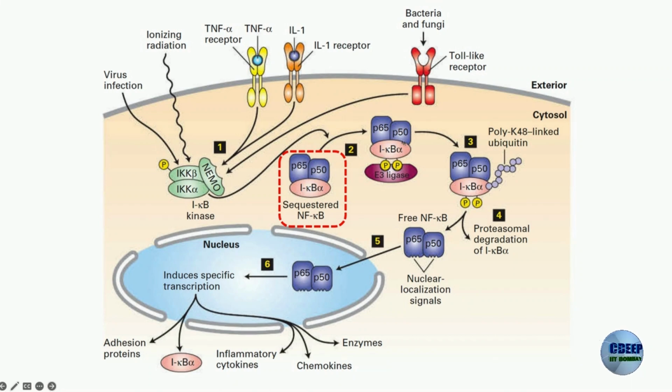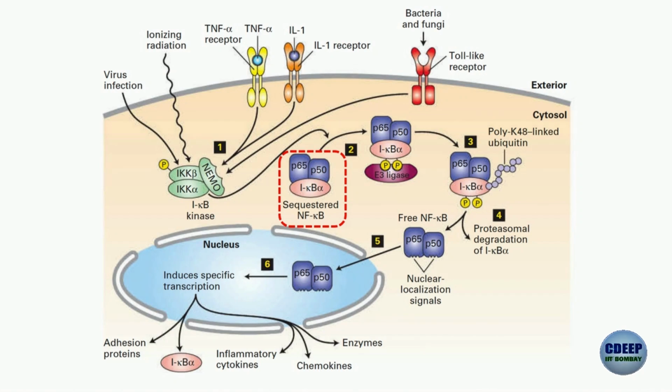Once it gets phosphorylated, of course, ubiquitin ligase will come, it will ubiquitinate this, and only this molecule which is getting phosphorylated will get K48 linked polyubiquitination and it will get degraded. That is your IKB alpha, which is the scaffolding protein which was holding your P50 and P65 molecules.